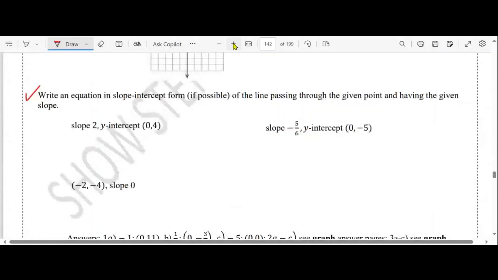Writes an equation in slope-intercept form, if possible, of the line passing through the given point and having the given slope.